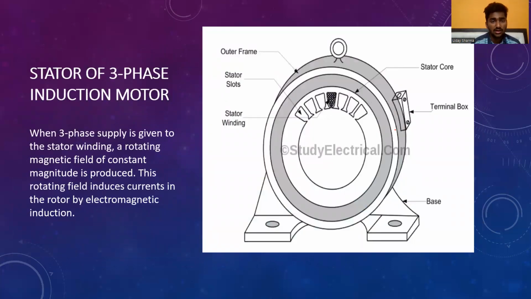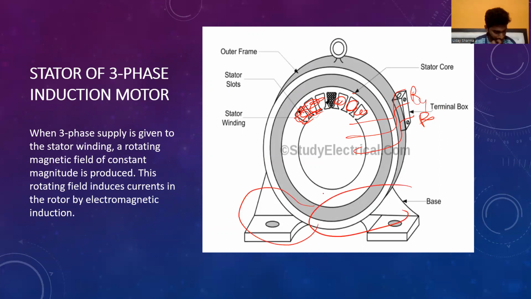Stator of a three-phase induction motor. When a three-phase supply is given to a stator winding, a rotating magnetic field of constant magnitude is produced. This rotating field induces currents in the rotor by electromagnetic induction. This is the outer frame. The stator slots are where the windings are placed. Stator windings. Stator core. The terminal box is where the output terminals of the three-phase wires R, Y, B come, and the base. When the supply is given, a rotating magnetic field of constant magnitude is produced.